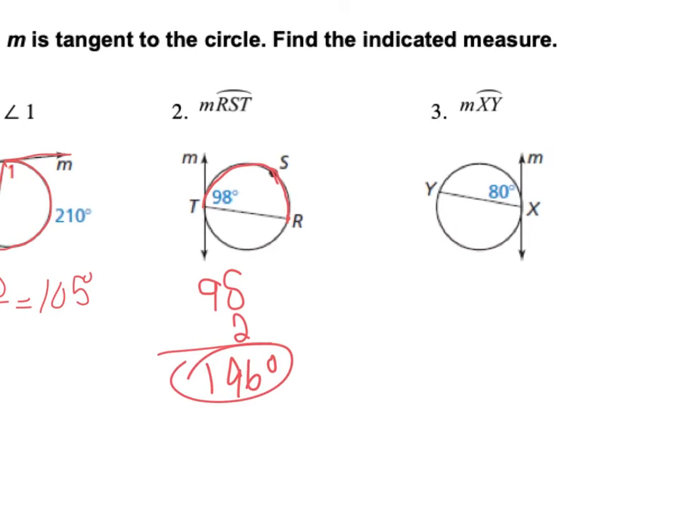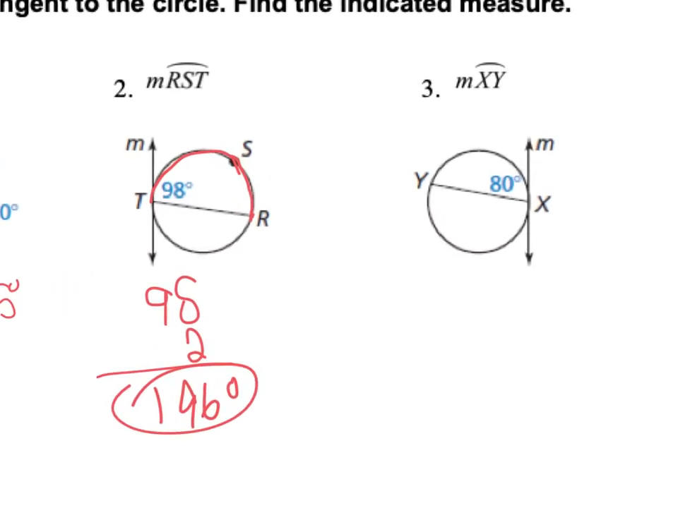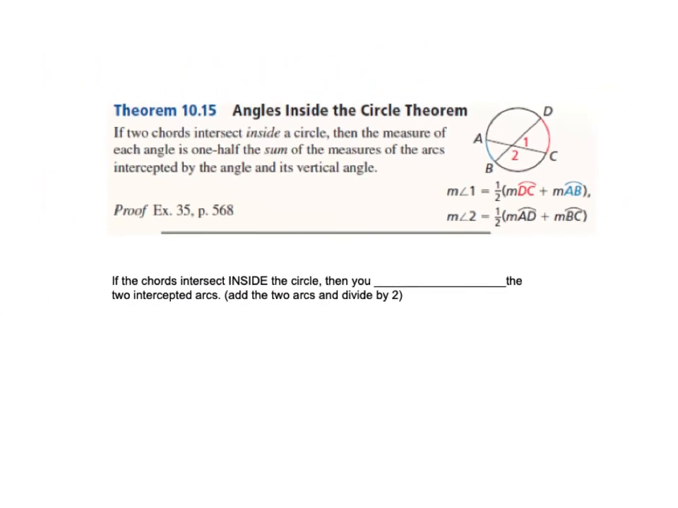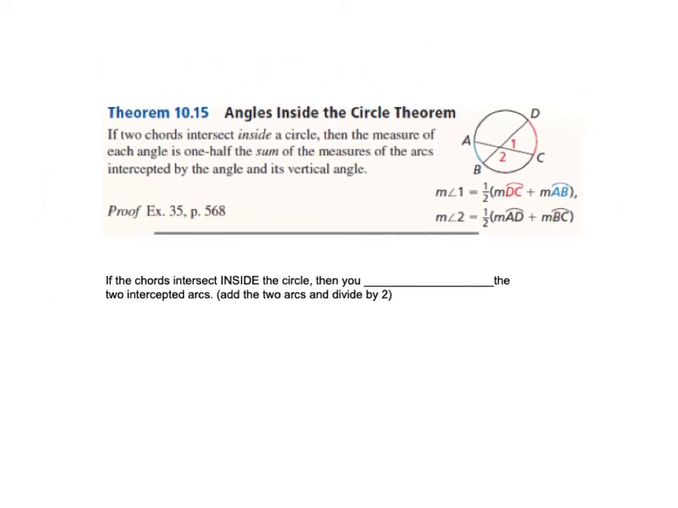And then on the last one here, here's our angle. That's 80 degrees. It's asking about XY, which is going to be here. So that's going to be 80 times 2, which is 160 degrees. Okay. So now we're going to look at that second example.